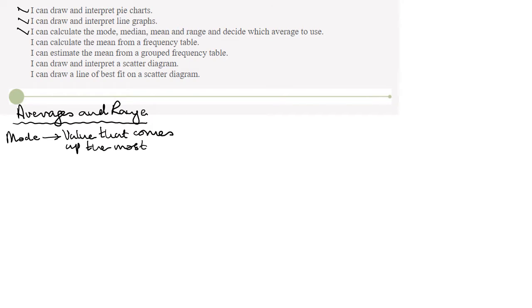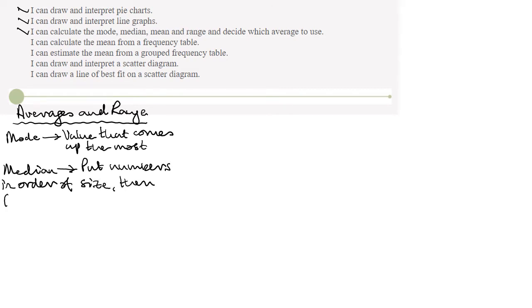Then we've got median. Now median is the middle value, but you've got to put the numbers in order first. So put numbers in order of size, then find the middle numbers.